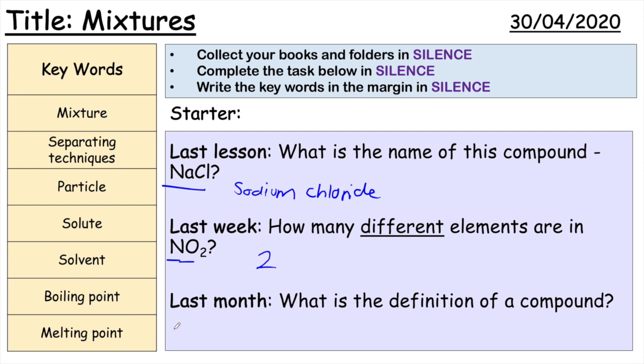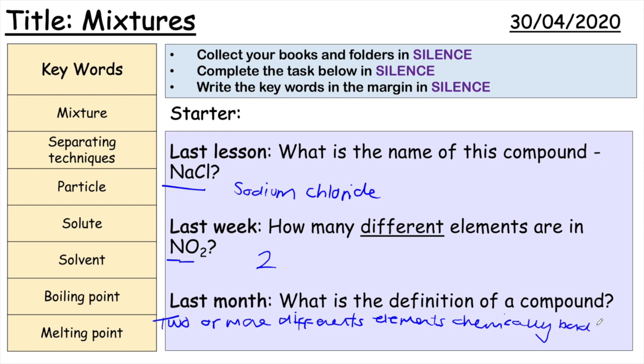Well, a compound is 2 or more different elements chemically bonded in fixed proportions. So you'll need to know this for your GCSEs, so it's a good idea to learn the definition. Let's get started with today's lesson.